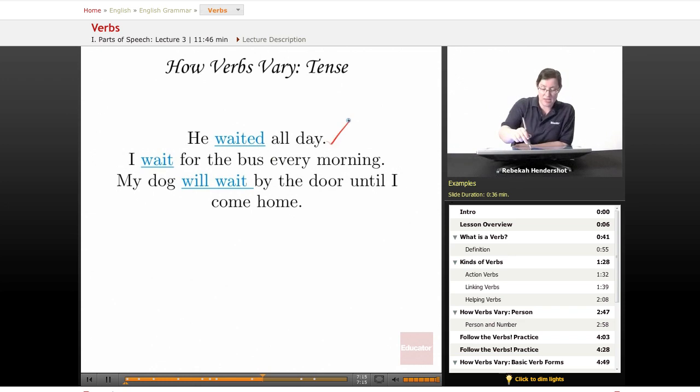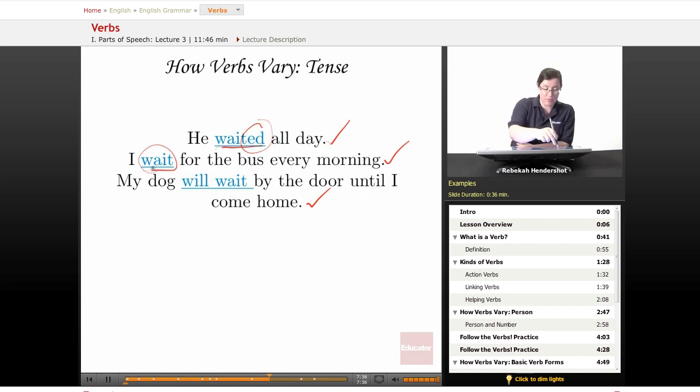Simple tenses. He waited all day. I wait for the bus every morning. My dog will wait by the door until I come home. Now, this is the same base verb, wait, to wait, but the time in which the action takes place is changing. He waited all day. That happened in the past. That's the simple past tense. It's also the past participle form of the verb.